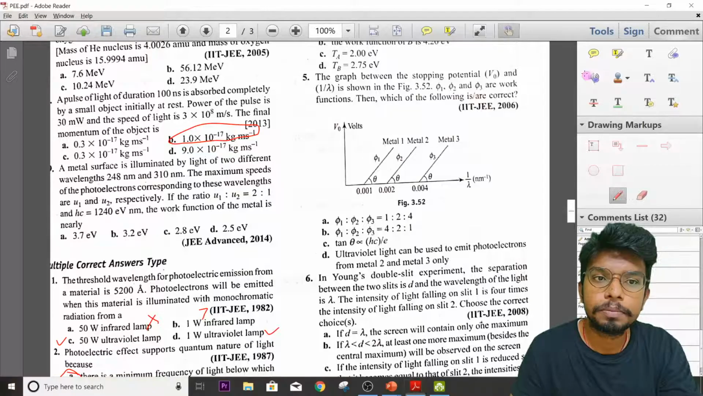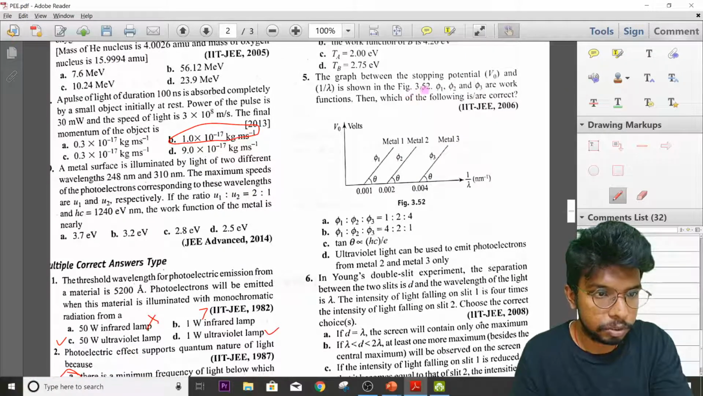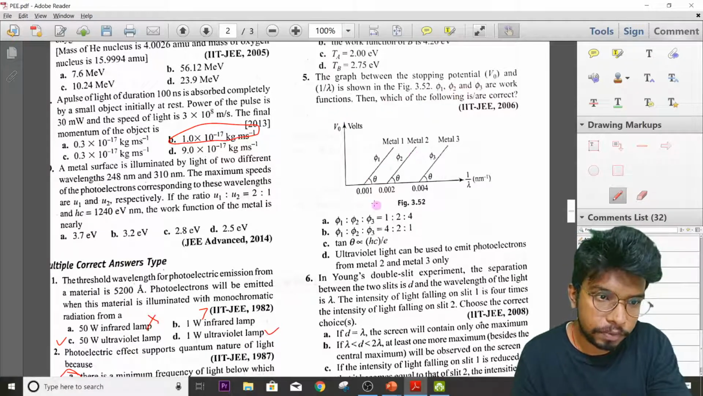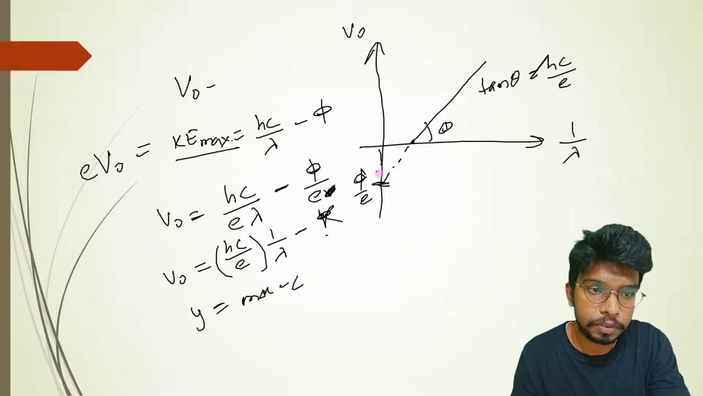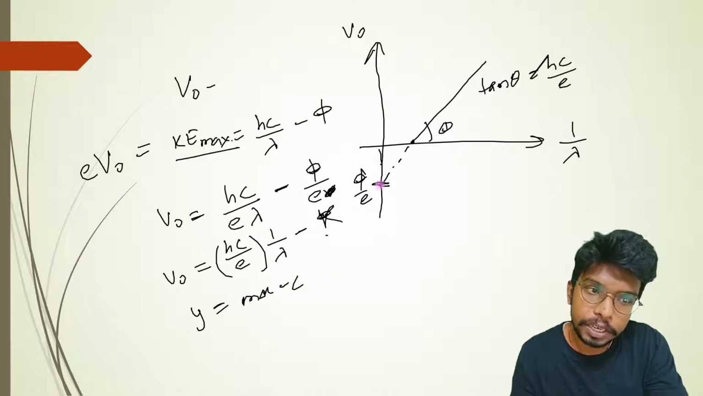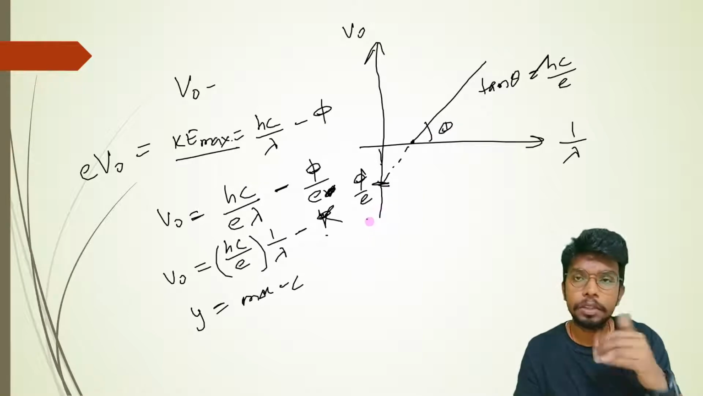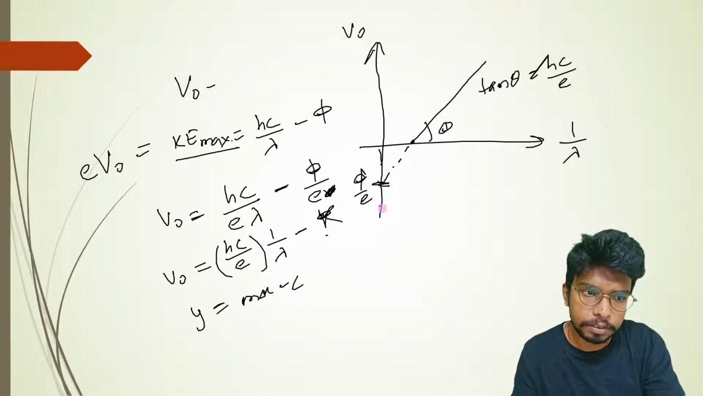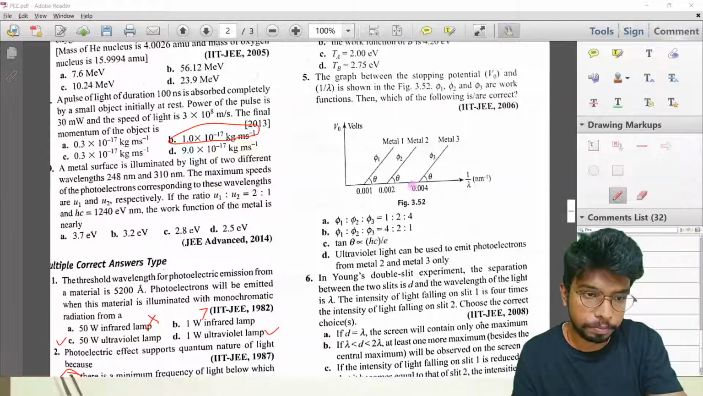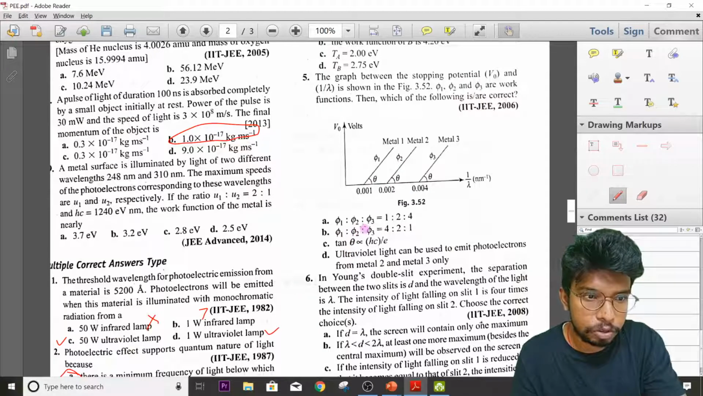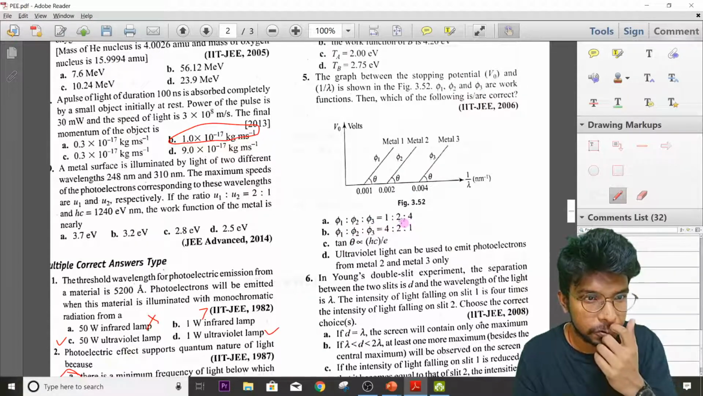Okay, now let's see what the question says. Phi 1, phi 2 and phi 3 are the work functions shown in the figure. Which of the following is correct? Phi 1 is for this, phi 2 is for this, phi 3 is for this. Wherever phi by e cuts, that will be the work function, and the further down it cuts, the more the work function. So phi 1 will be less, phi 2 more, and phi 3 more. So phi 1 is to phi 2 is to phi 3 is 1 is to 2 is to 4.